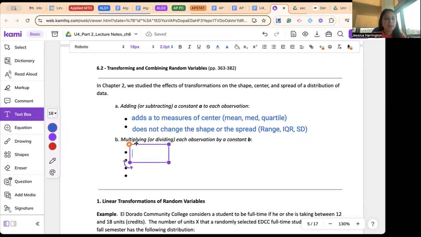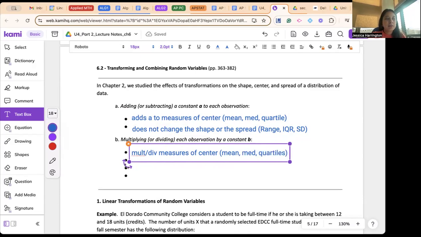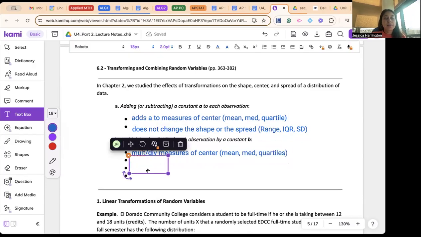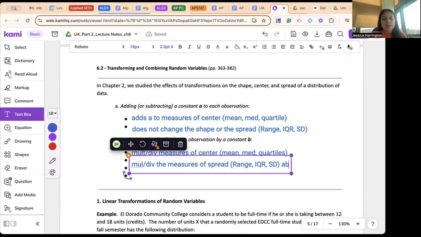I think we have 3 dots, so we'll just do 3 here. It multiplies or divides the measures of center. So it impacts those same things: mean, median, quartiles. And this also impacts the spread, so this multiplies or divides the measures of spread: range, IQR, SD. And remember, it's just by the absolute value of the constant.